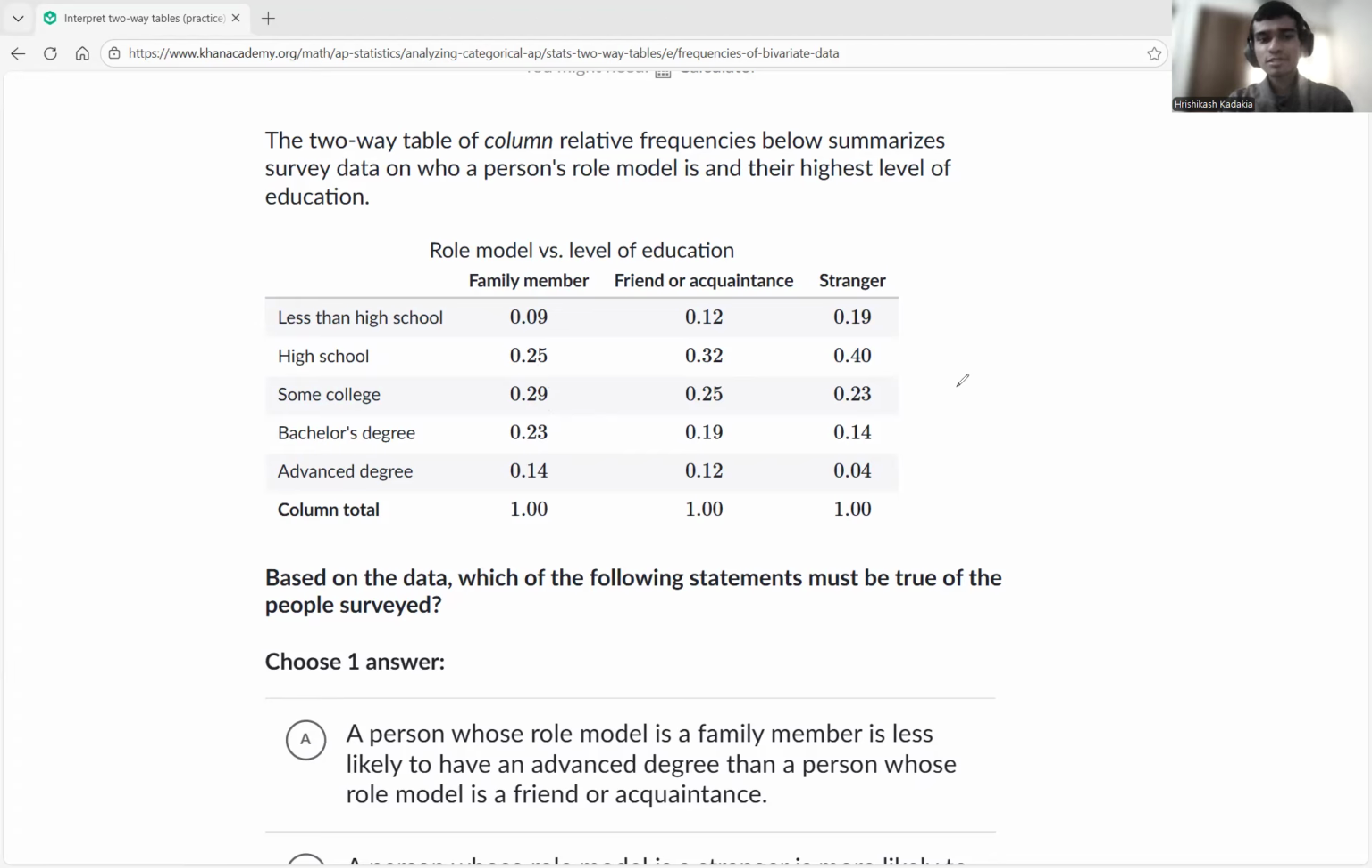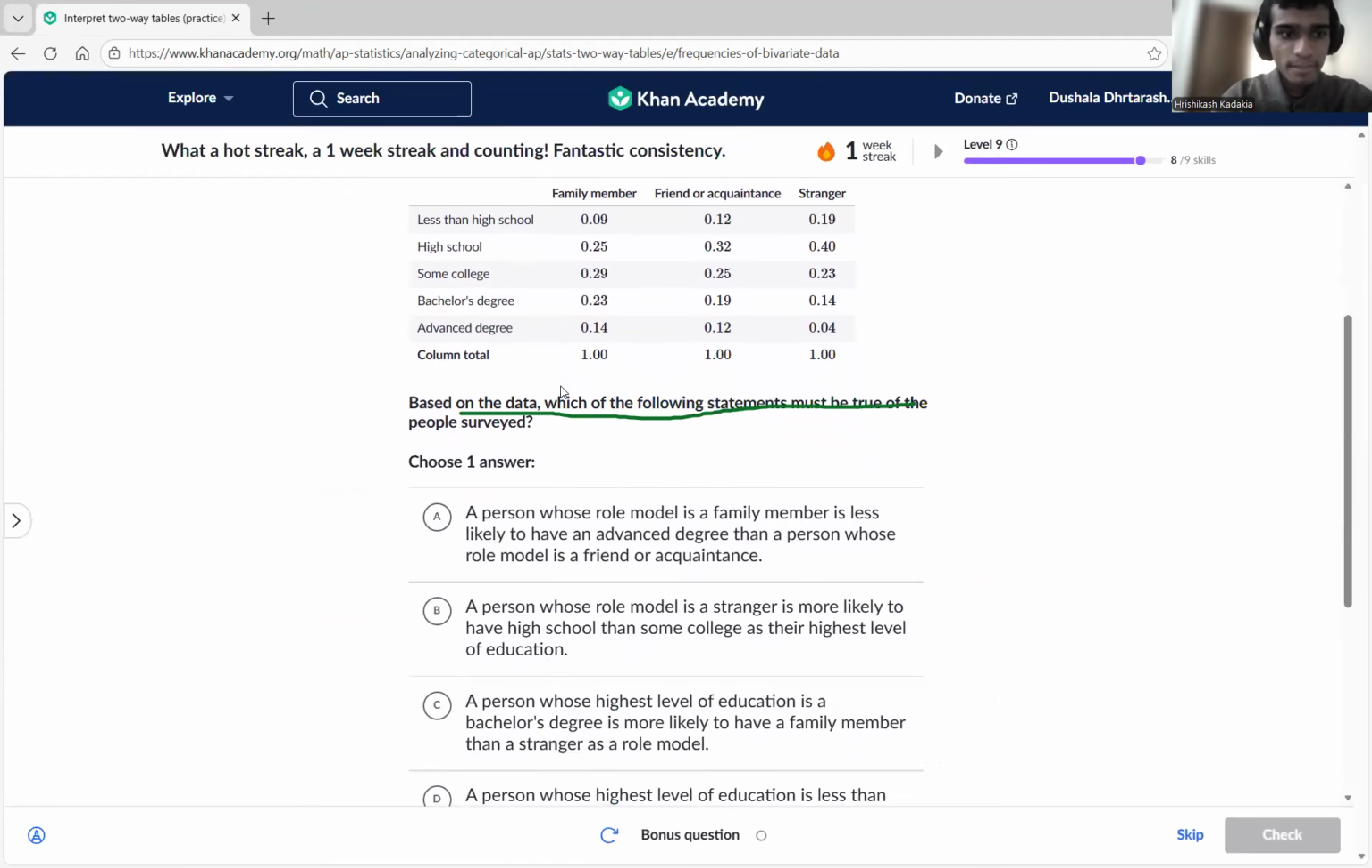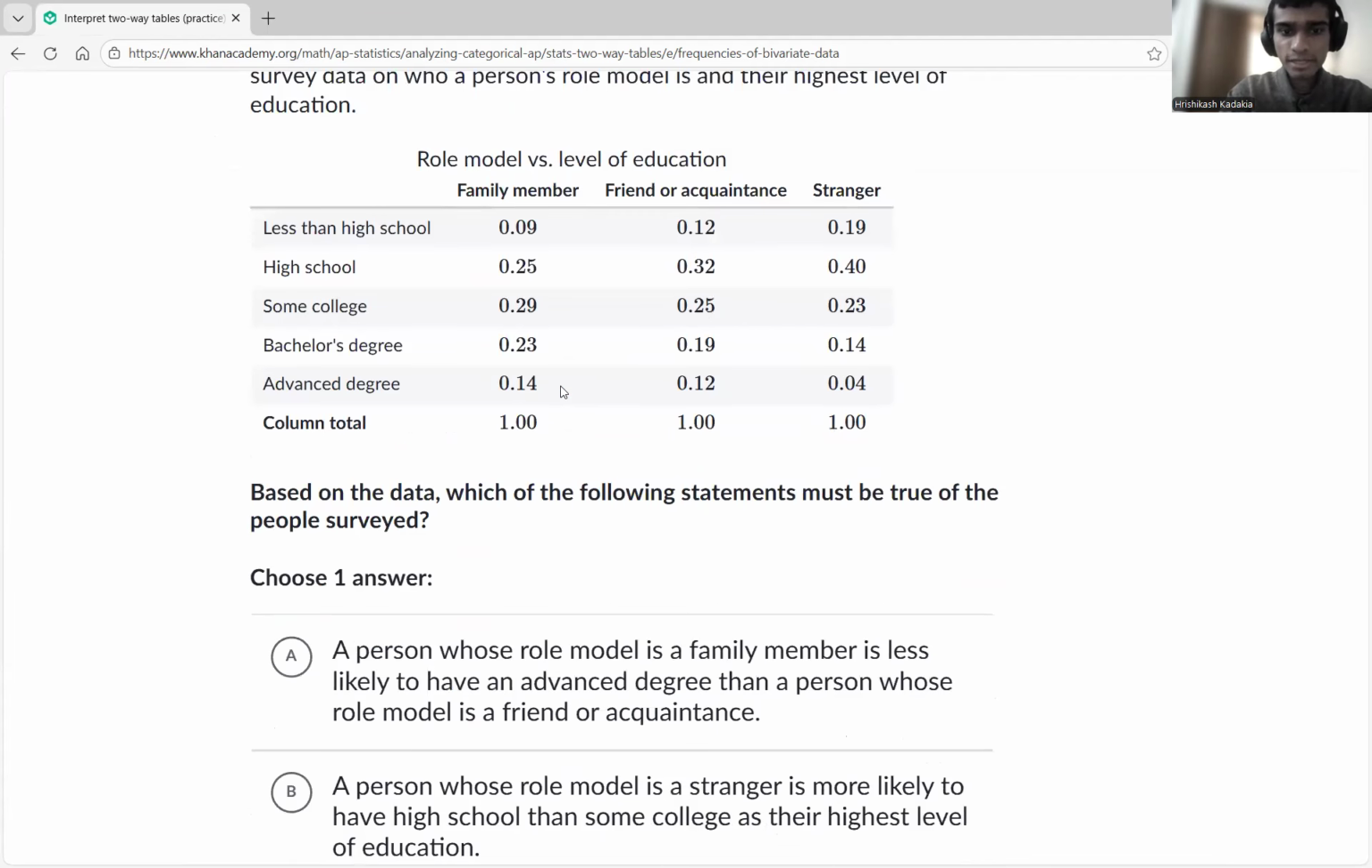But we can't conclude that a person who has done a bachelor's degree is more likely to choose a friend or acquaintance, or a family member, or a stranger. We can make only column relative conclusions, not row relative. Let's take a look here. A person whose role model is a family member is less likely to have an advanced degree.